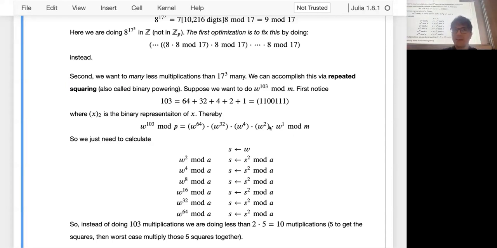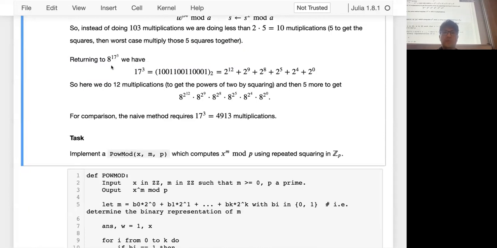That's a logarithmic relationship rather than something worse than logarithmic. So here is how you could do this, right? If we wanted to compute 8 to the power of 17 cubed using this power mod technique, I would say, okay, 17 cubed happens to be this number, base 2. So I need to multiply 2 to the power of 12 by 2 to the power of 9 by 2 to the power of 8, 5, 4, 2, and 0. So here we do 12 multiplications to get the powers of 2 by squaring. So we start at 1, 2, 4, all the way up to 12. And then we do 5 more multiplications, right, to get the 17 cubed. So instead of doing 4,913 multiplications, we're only doing 12.